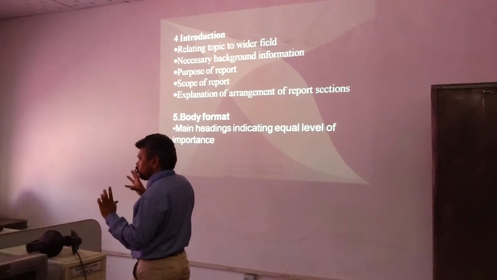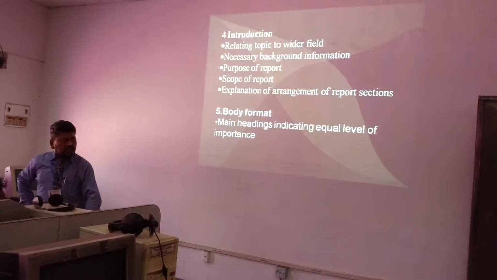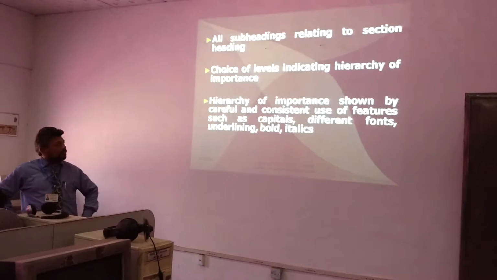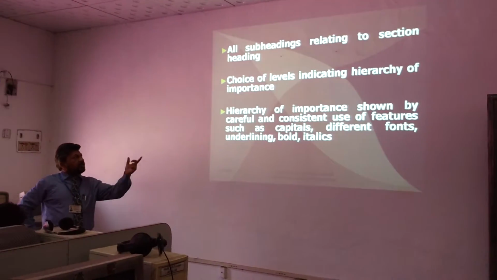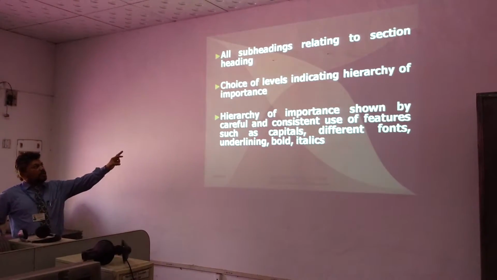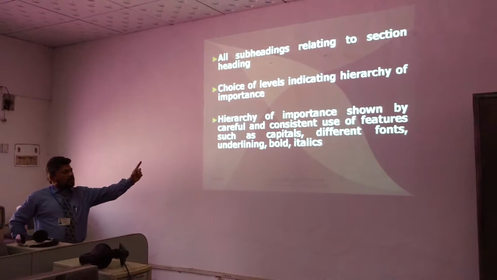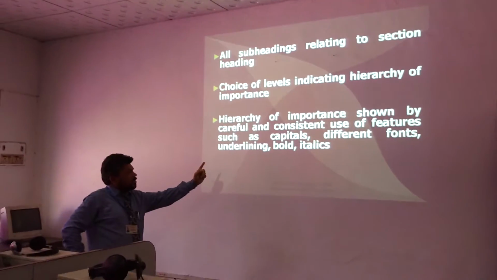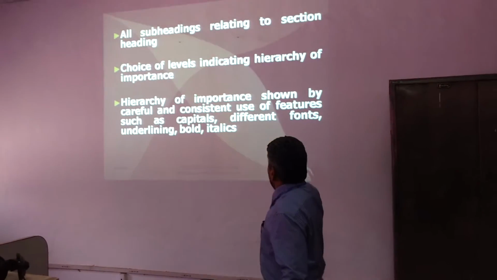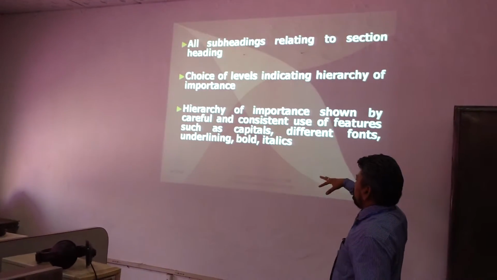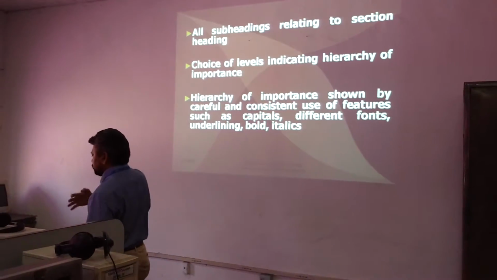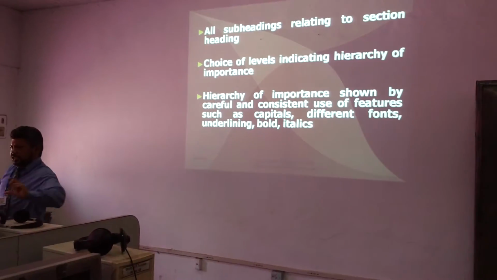And then later on, an explanation of the arrangement of report sections. Body format: how should the main body be organized, we must be careful of it. Main headings indicating equal levels of significance. Subheadings related to the section headings. Choice of labels indicating hierarchy of significance and importance, shown by careful and consistent use of features.